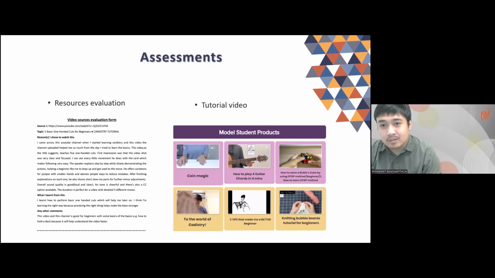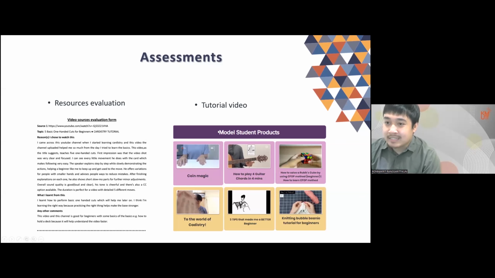And to be critical in choosing things to read and choosing things to watch, we let them evaluate resources as well, both reading sources and video sources. In evaluating the sources, they have to mention the reasons why they chose to watch or to read the particular sources, and what they learned from the sources, and maybe other comments if they want to mention.